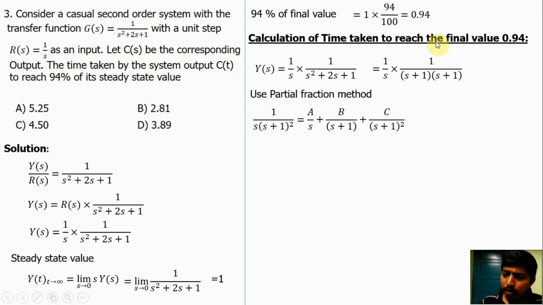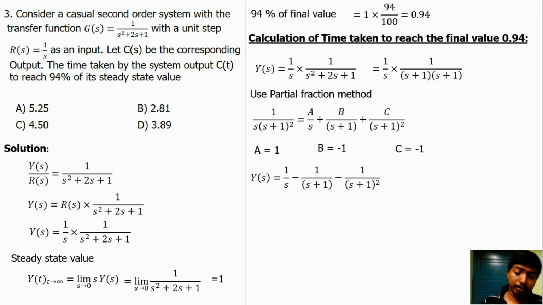For this expression, the partial fraction is a by s plus b by (s plus 1) plus c by (s plus 1) the whole square. This is the partial fraction. Now find the a, b and c values by substituting s equal to 0 or s equal to minus 1. Using the partial fraction method, we get a equal to 1, b equal to minus 1, c equal to minus 1. Substitute these values in this equation and we get y of s equal to 1 by s minus 1 by (s plus 1) minus 1 by (s plus 1) the whole square.